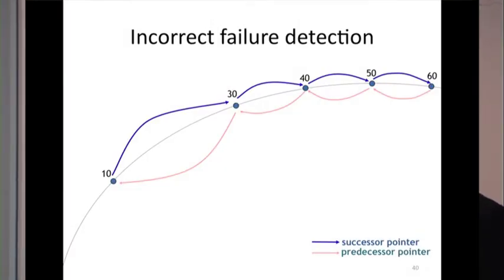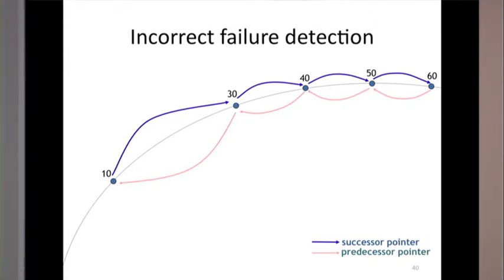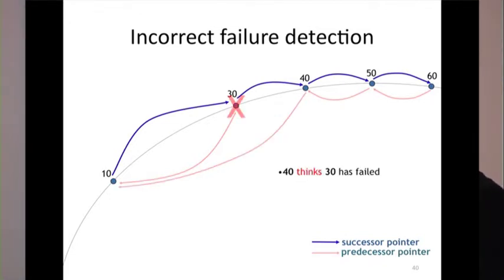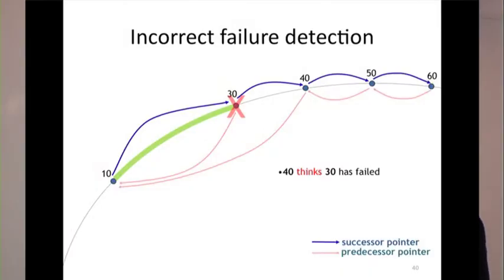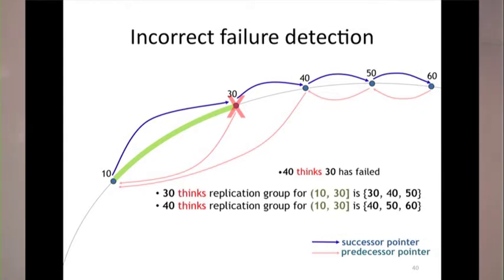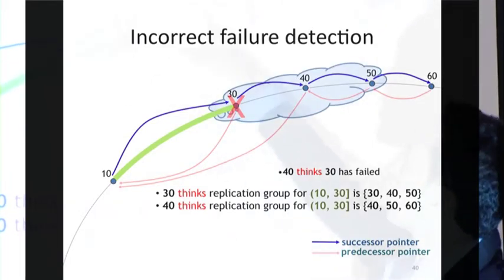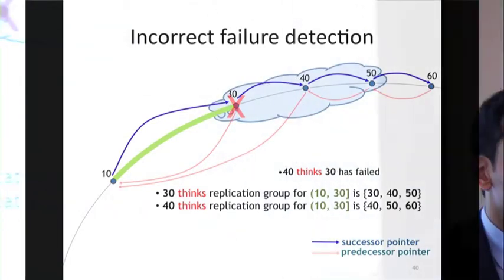So what can happen here is kind of the same concept I showed you before. Now I'll try to show it with replication as well. So let's say 10 thinks that 30 has failed. Now these pointers I will not update here just for simplicity. The problem now is that there are 2 replication groups for the same key ranges. This guy, 30, thinks that the replication group for these keys is 30, 40, and 50 using Successor-List replication.